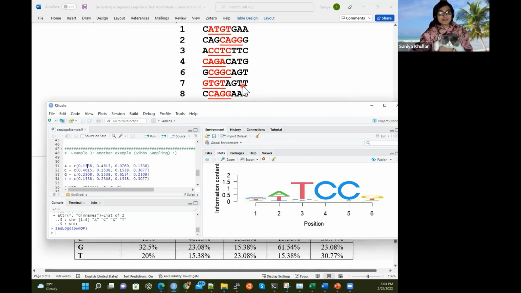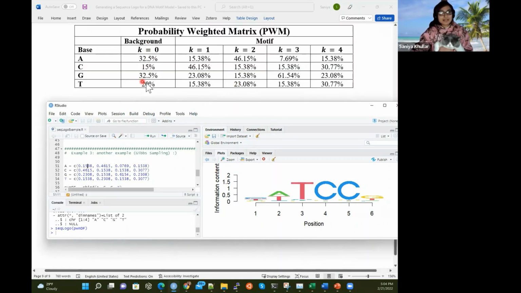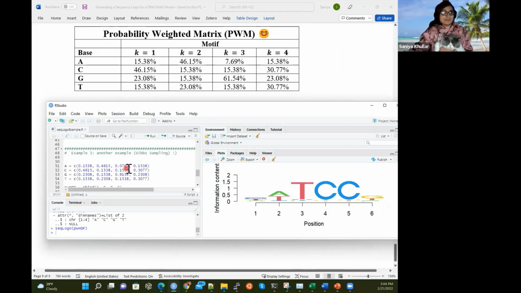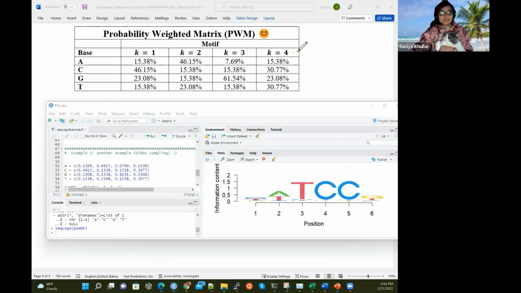The rest are just background, and we talk about in other videos how we can estimate all this. Then there's a 7.69% chance of an A being in the third position, and a 15.38% chance of an A being in the last position, the fourth and last position of the motif. So again, this is always the width of the motif, which is equal to W. So this is our A here.